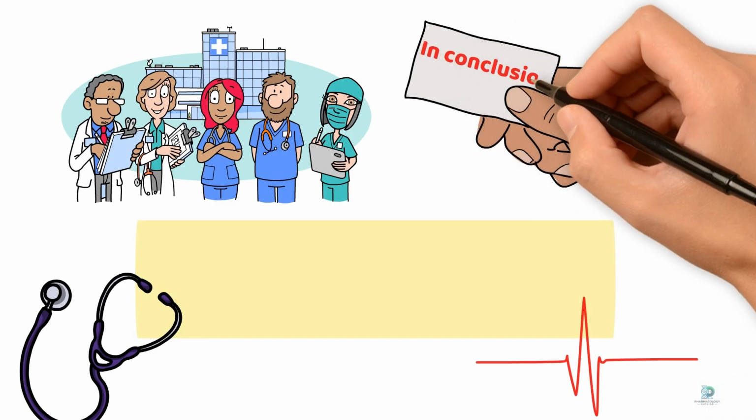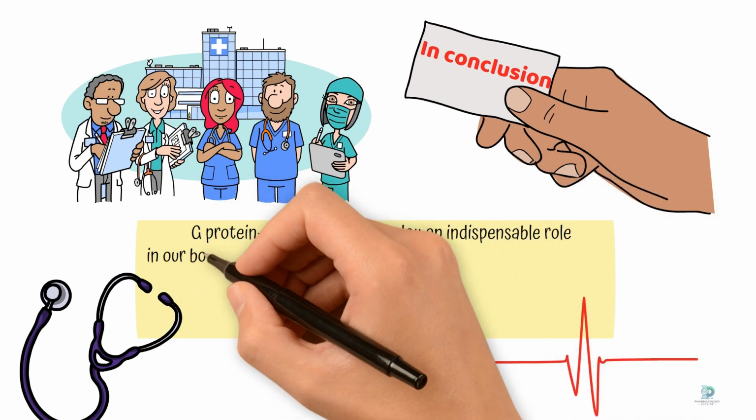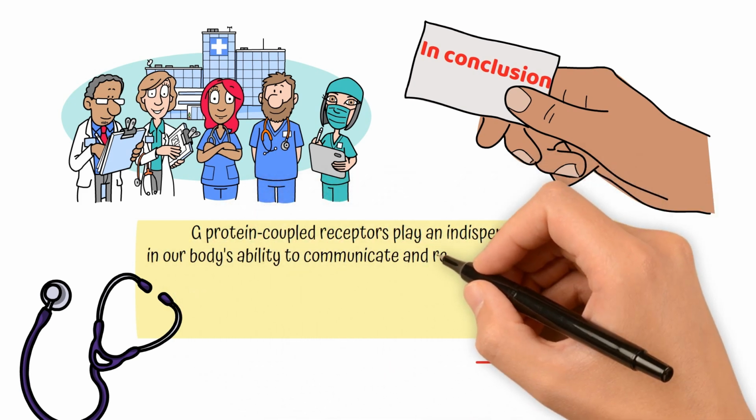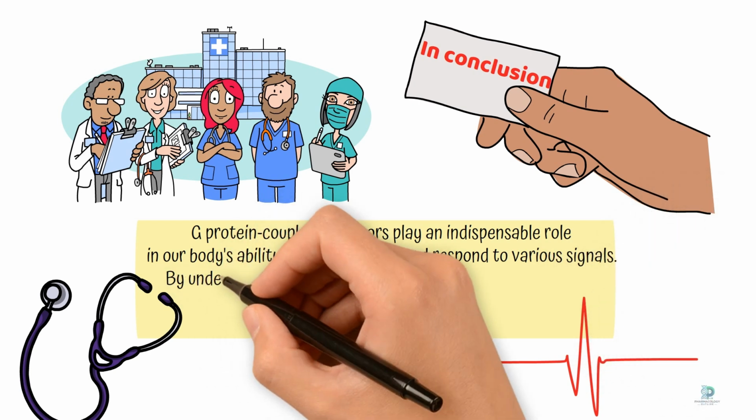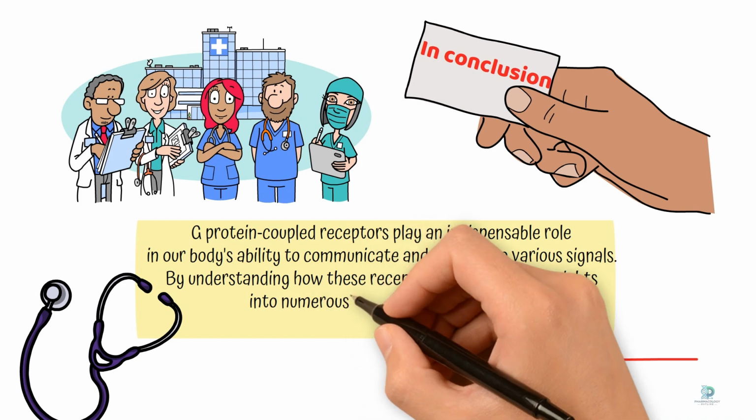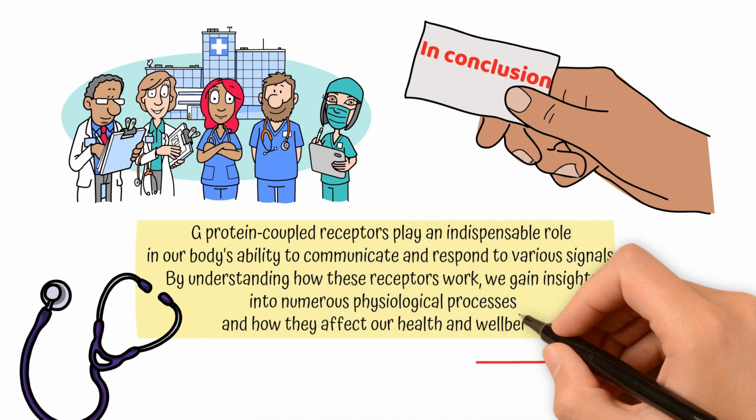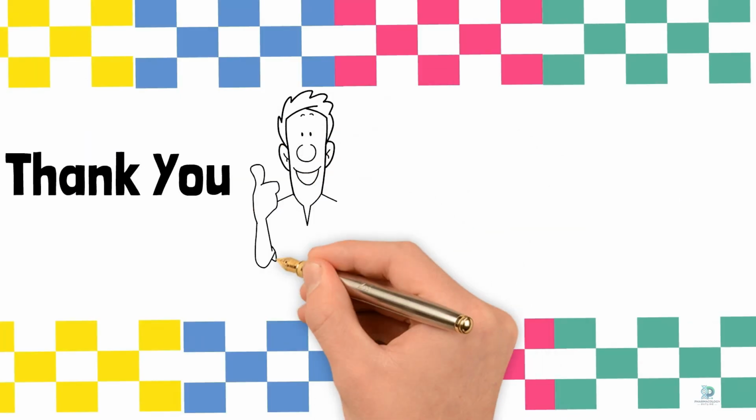In conclusion, G protein-coupled receptors play an indispensable role in our body's ability to communicate and respond to various signals. By understanding how these receptors work, we gain insights into numerous physiological processes and how they affect our health and well-being.